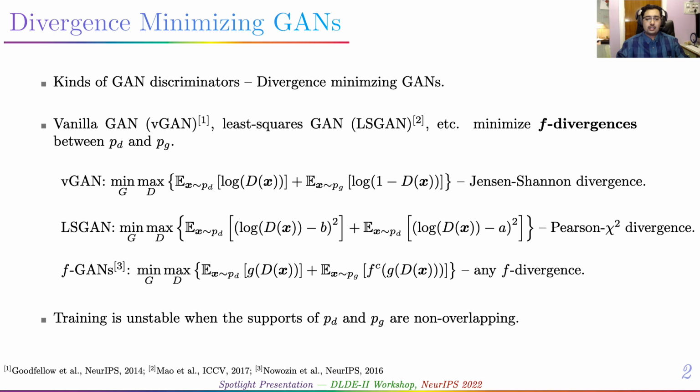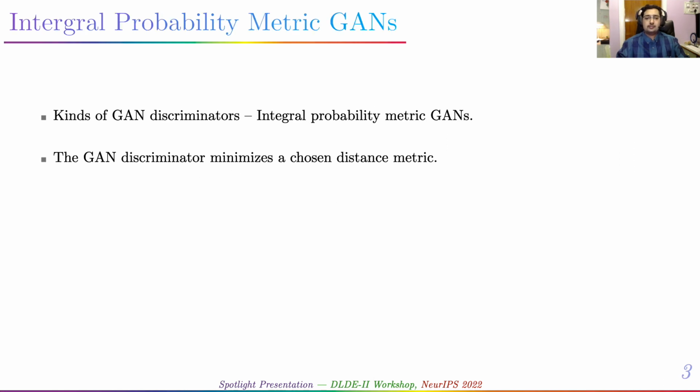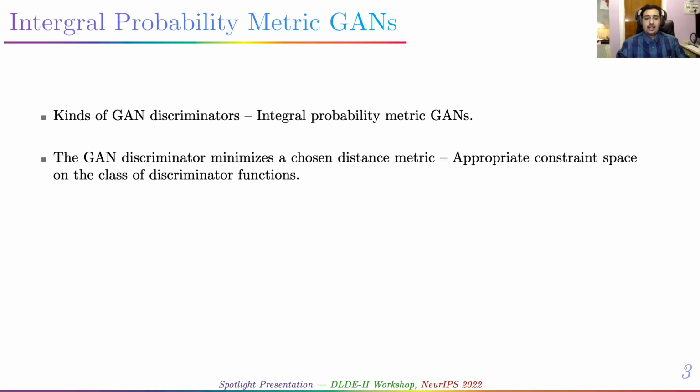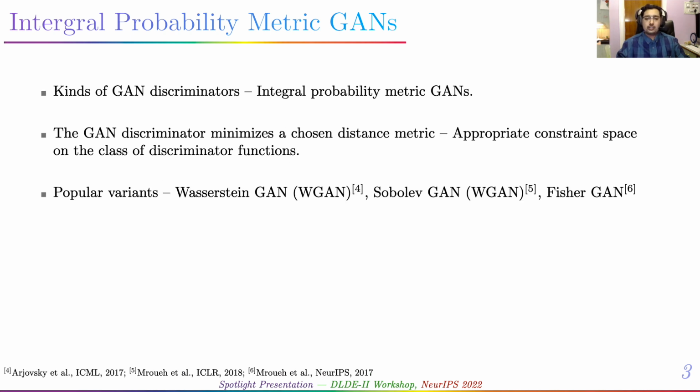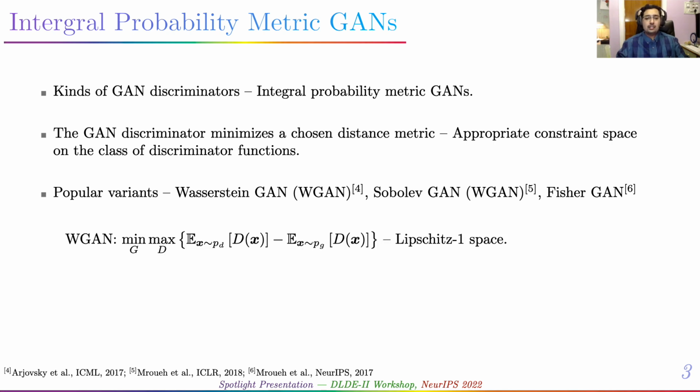Vanishing gradient issues occur when the supports of the target and generator distributions are non-overlapping. In order to overcome this limitation, integral probability metric or IPM GANs were introduced, wherein the discriminator approximates a chosen distance metric, and that choice of IPM results in a corresponding constraint class for the discriminator function. Various popular GAN variants such as the Wasserstein, Sobolev, and Fisher GANs fall within this category. For example, the Wasserstein or WGAN minimizes the Earth mover's distance between the real and fake distributions, with the Lipschitz 1 constraint on the discriminator.